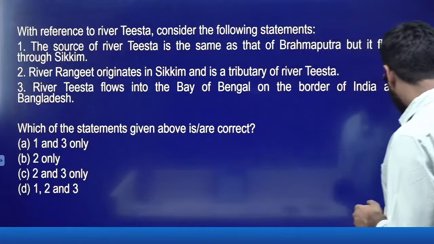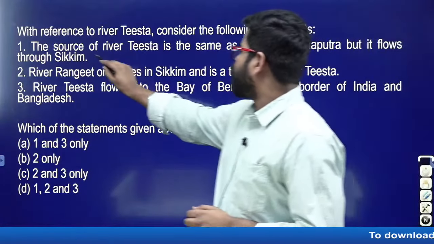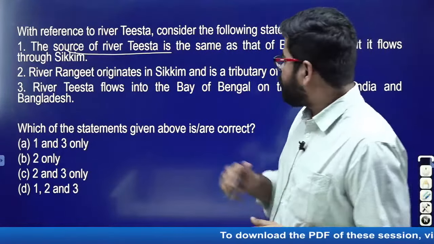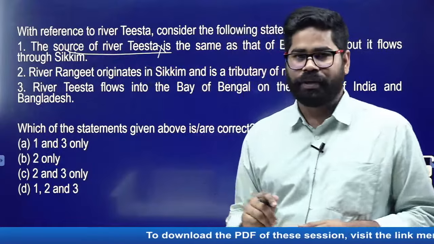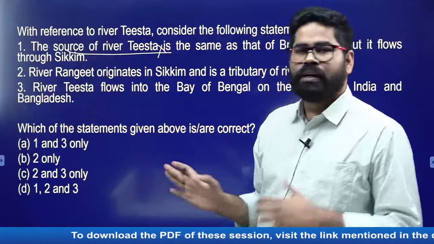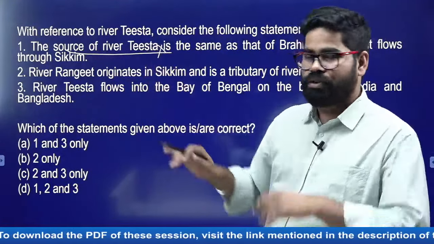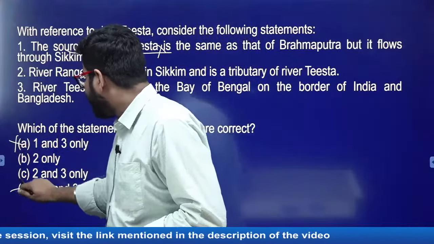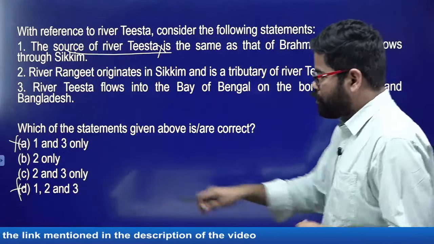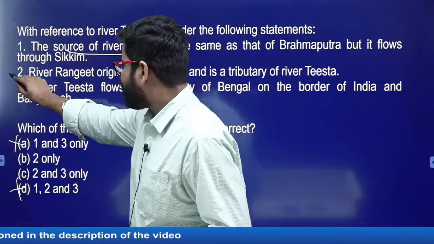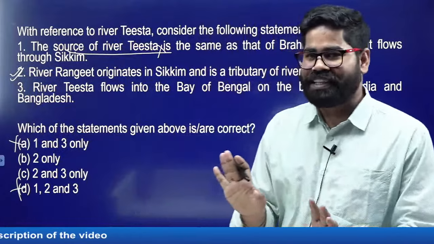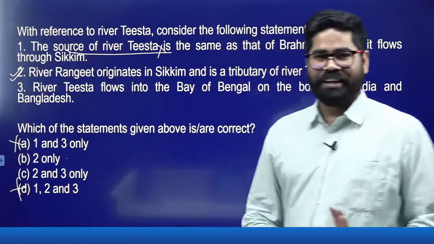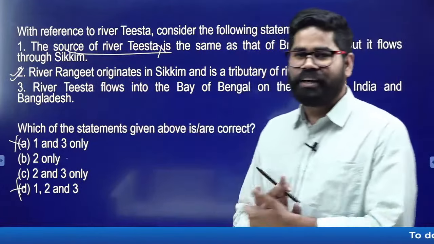Just look at the first statement. It is saying the source of river Teesta is the same as that of Brahmaputra. If you eliminate this option, because you know Teesta is originating in Sikkim itself, then at least A and D are gone. So now 2 and 3 only. From here you know that the second statement is automatically correct, because now you have two options, 2 only and 2 and 3 only. So now you have to focus on the third one.